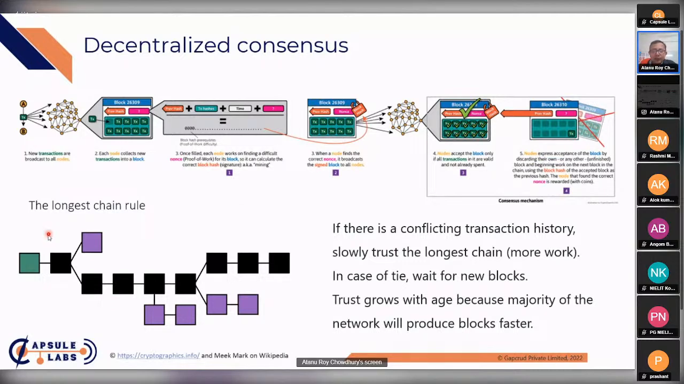And in this longest chain rule, what happens is that instead of straight away letting go of the block that we were working on, we keep it in a chain. And we have more confidence of a block being authentic if it is part of the longest chain.